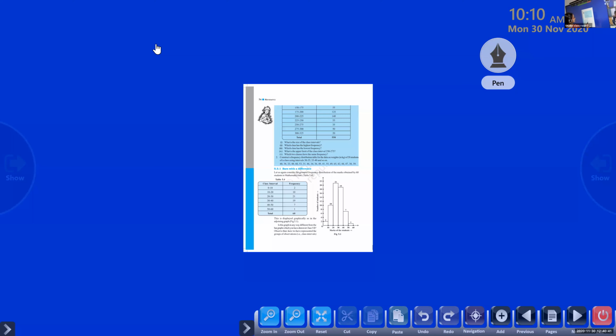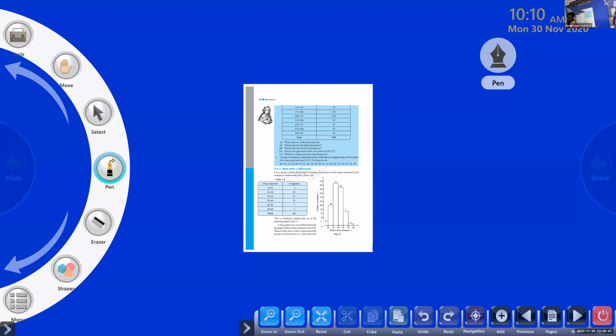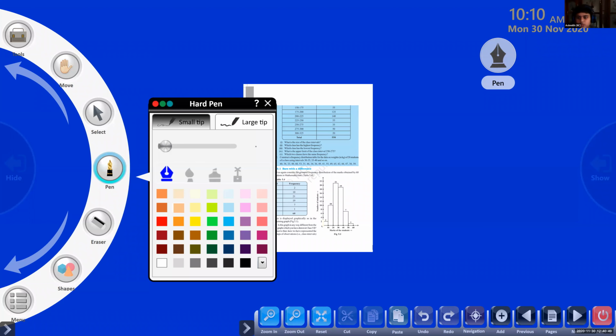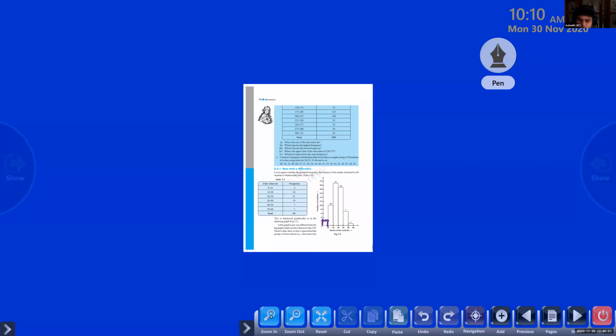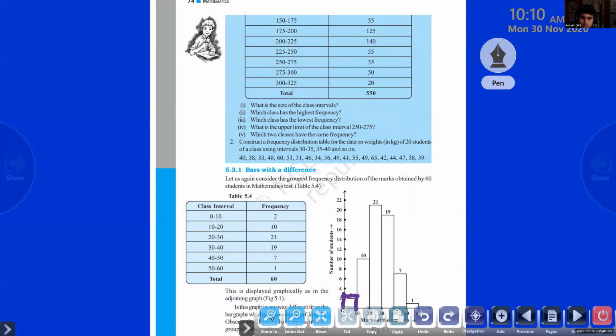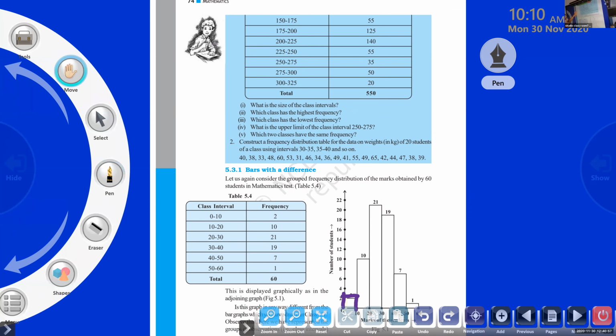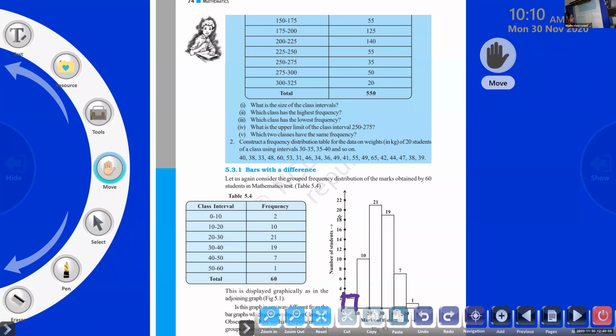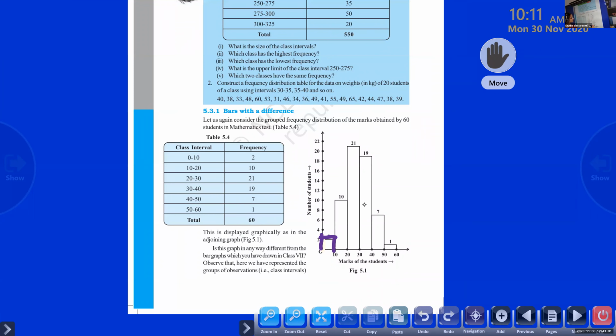See, this is a histogram. The first bar is this one, and the second one is this. Can you zoom in a little? You can see the first bar, the second bar, third bar, fourth bar, fifth bar, sixth bar. There is no gap between the bars. A histogram is just like our bar graphs, but there are no gaps.